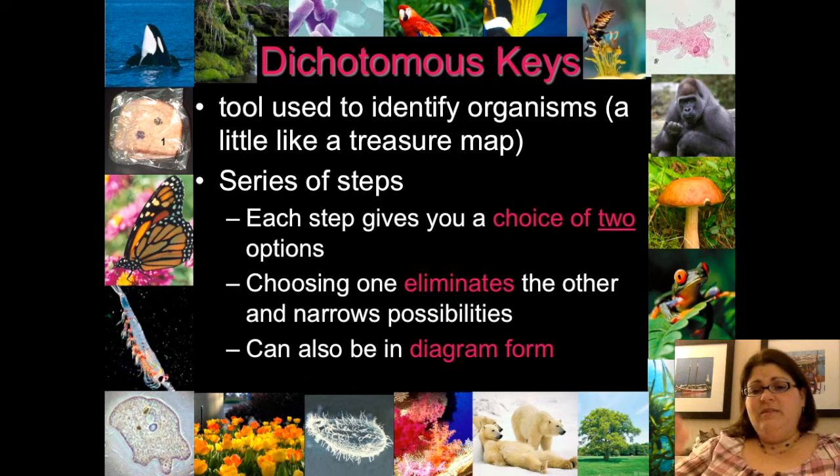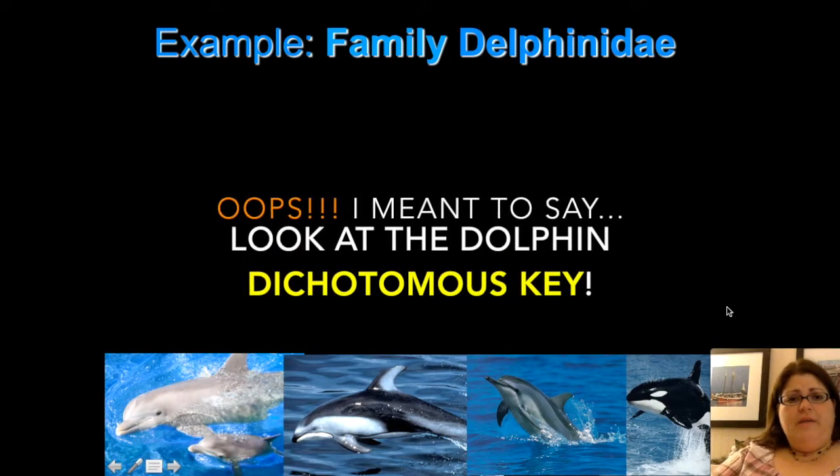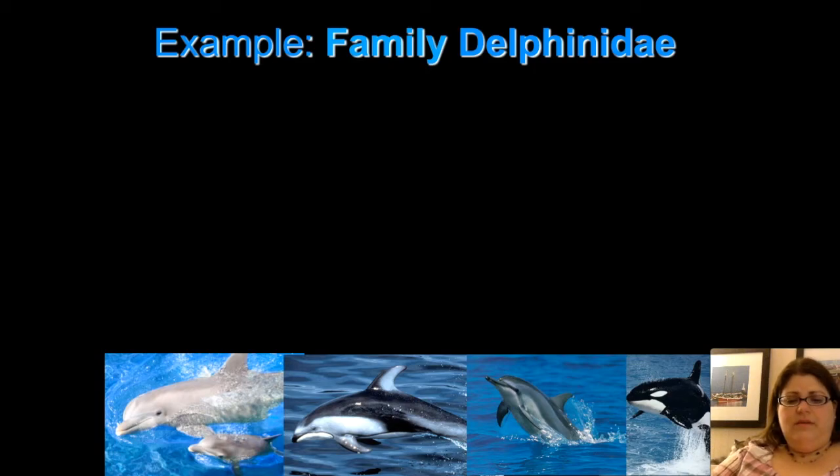It can be in list form. It can also be in a diagram form, or essentially a flowchart. If we look at our dolphin cladogram, we have 4 different dolphin members. And yes, the orca is a dolphin.